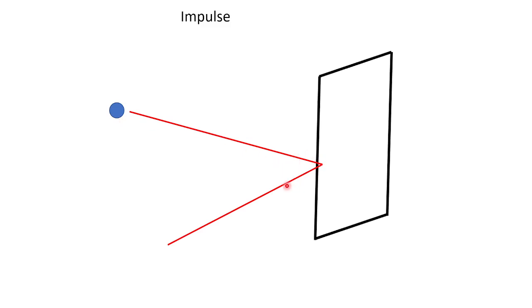Just before hitting the wall, the momentum of the ball, let it be m into v1. v1 is the velocity of the ball just before hitting the wall. And after hitting the wall, the velocity will definitely have changed. So after hitting the wall, the momentum becomes m into v2. v2 is the velocity of the ball after hitting the wall. So there is a momentum change: initially mv1, after hitting the wall mv2.